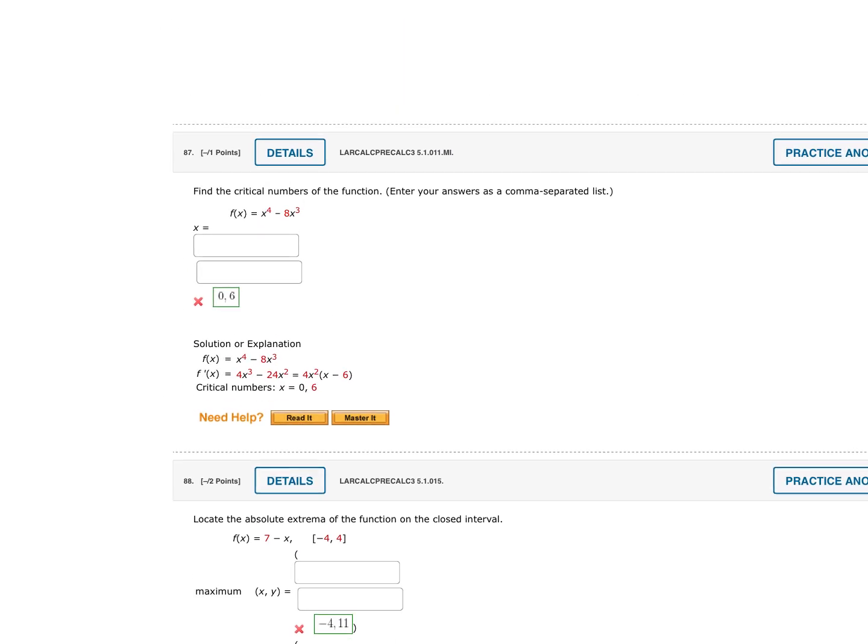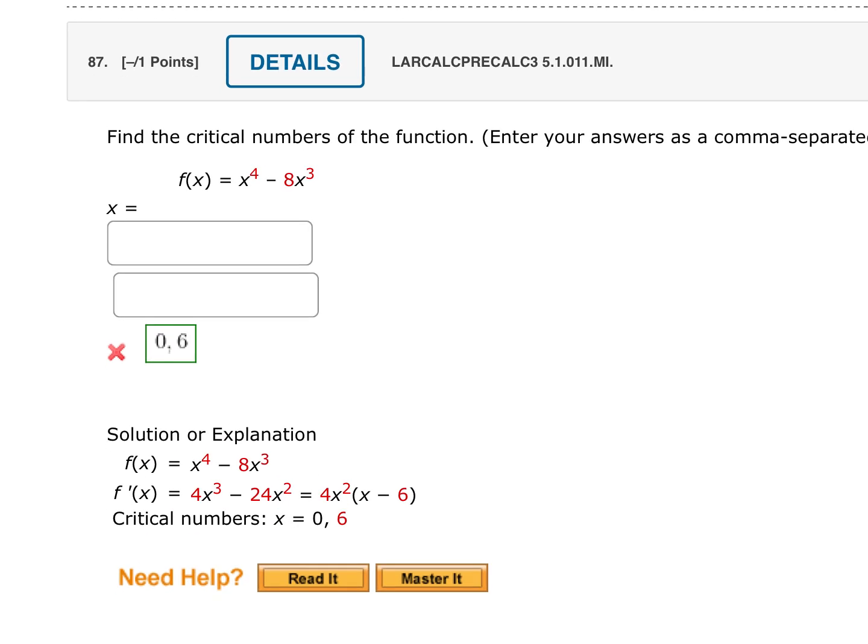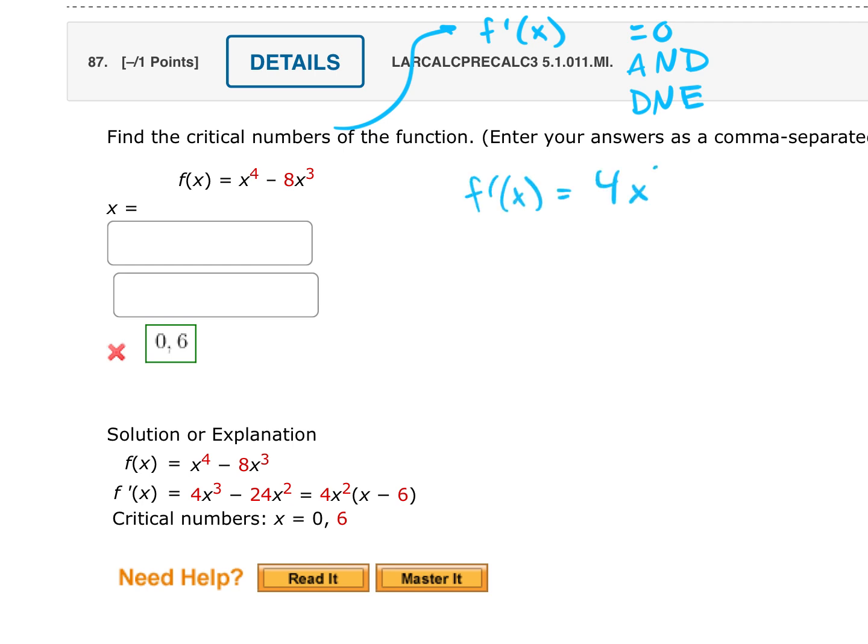All right, the new stuff. 87, find the critical numbers of the function. So to find the critical numbers, we want to find the derivative, set it equal to 0, and find where it does not exist, or where it's undefined. So we find our derivative here. We got 4x cubed minus 24x squared.